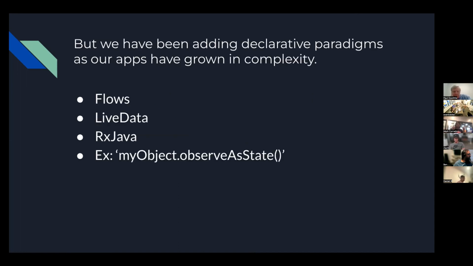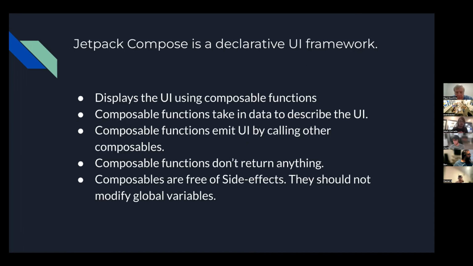But as apps have been getting more complex, the industry has changed. They've been introducing things that are more declarative, like Flows, LiveData, RxJava. By declarative, I basically mean you might have an object, a view model, a list, a service, something that you're observing and waiting for it to change so that you can update your UI, right? So it's a little bit of a different paradigm than previously. And that's just kind of what Jetpack Compose is, and we'll get into more detail.